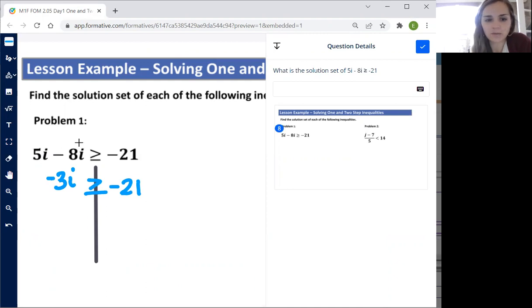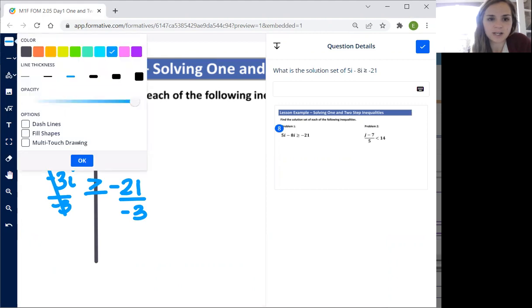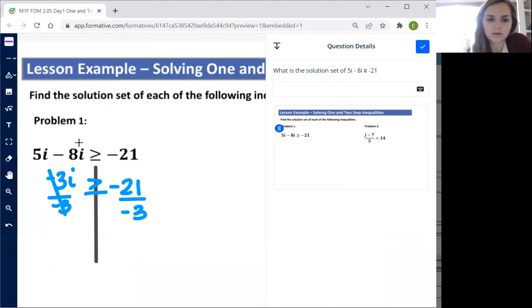Then we have to get rid of that -3. So we have to divide by -3. Okay, we should hear bells going off in our head again. Because when we divide by a negative number, we have to flip the sign. Oh, and I didn't even do it. We have to flip the sign. So we want to go the other way. And then -21 divided by -3 is 7. Okay, and that's the answer.